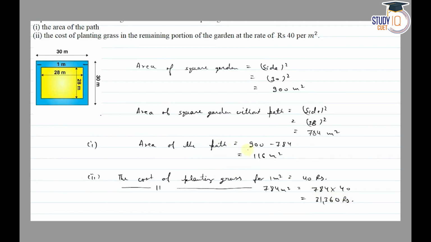So the area of the path is 116 meter square and the cost of planting grass in the garden is 31,360 rupees. Thank you.